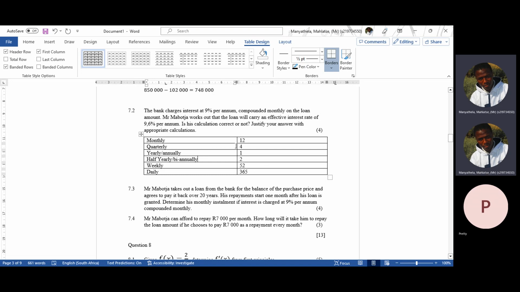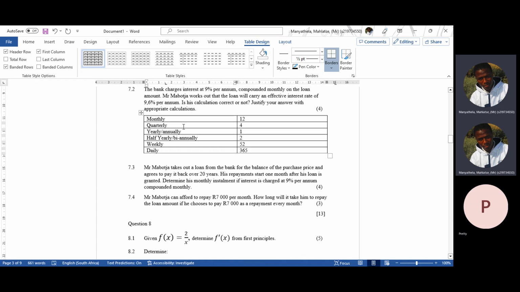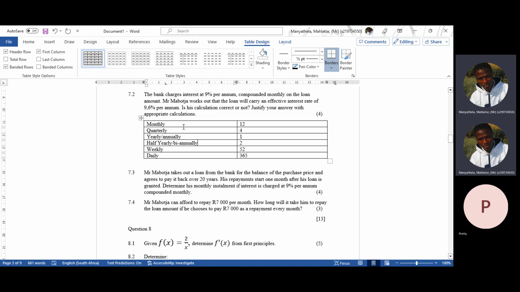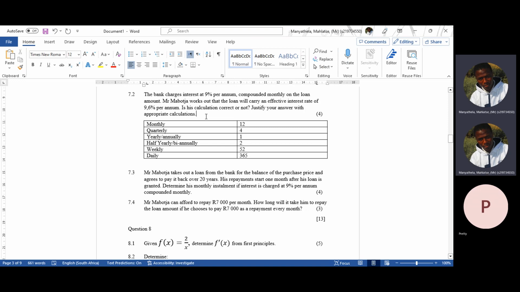So this is how it is. So let's look at our question. It says the bank charges interest at 9% per annum, compounded monthly. Compounded monthly means that we're going to divide by 12. On the loan amount, Mr. Mabuja works out that the loan will carry an effective interest rate of 9.6% per annum. Is this calculation correct or not? Justify your answer with appropriate calculations.